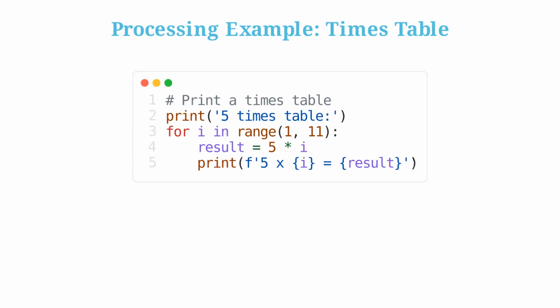Here's processing in action. A 5 times table. We do the same calculation each time. 5 times something. But the something changes from 1 to 10.